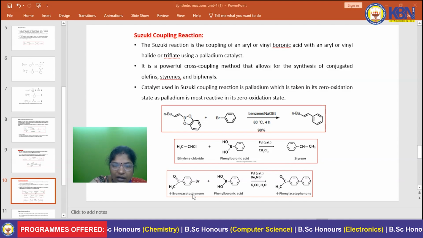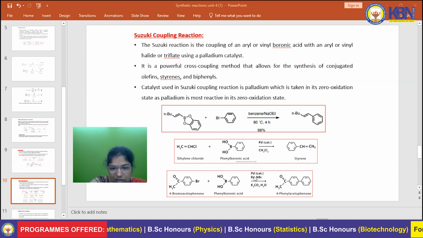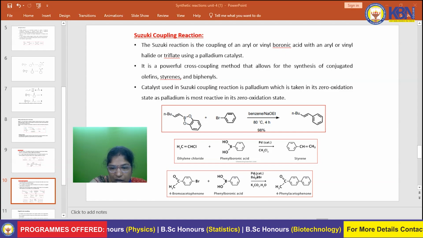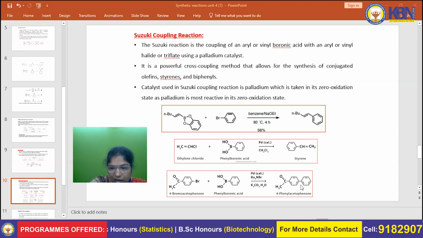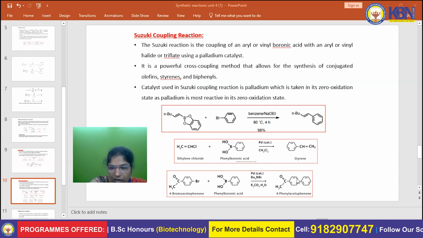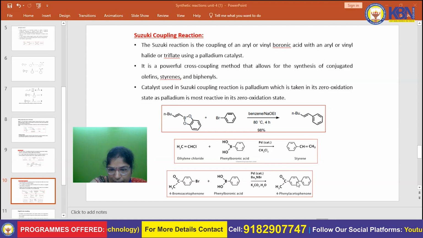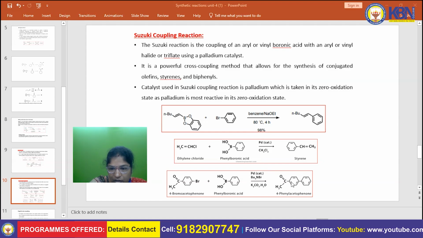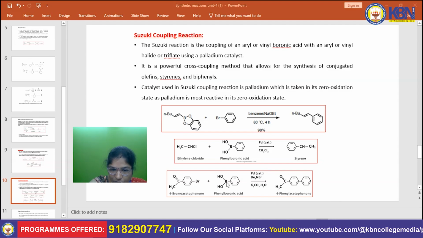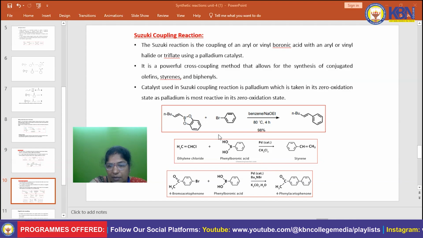Here is another example, 4-bromoacetophenone on treatment with phenyl boronic acid in the presence of palladium catalyst and potassium carbonate as a base. Finally, we get the 4-phenyl acetophenone. This is the biphenyl group. Okay, the coupling of two aromatic rings takes place in this reaction.